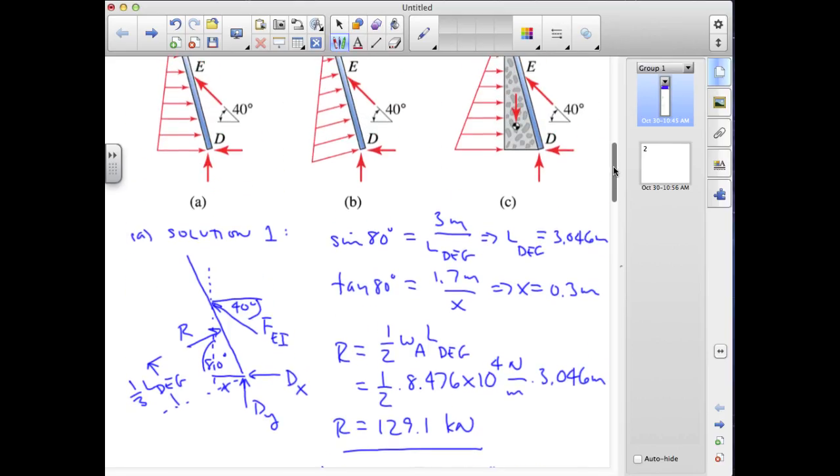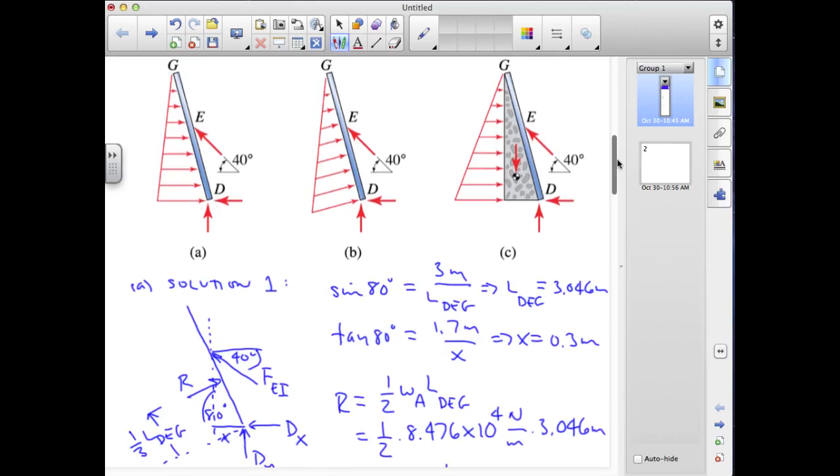Before we look at that second solution, let's just go up here and fix our free body diagram at C and make it respectable. So what we're missing here is a pressure distribution on the bottom that looks like this. The magnitude of this is the same as the magnitude of this. It's the same depth. So we're going to use that as our basis of our free body diagram.